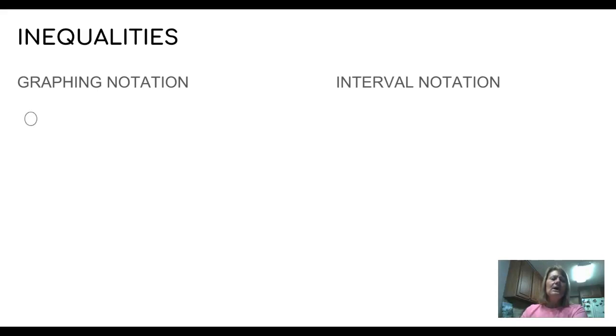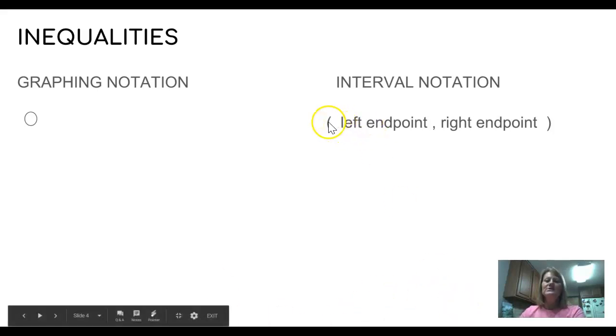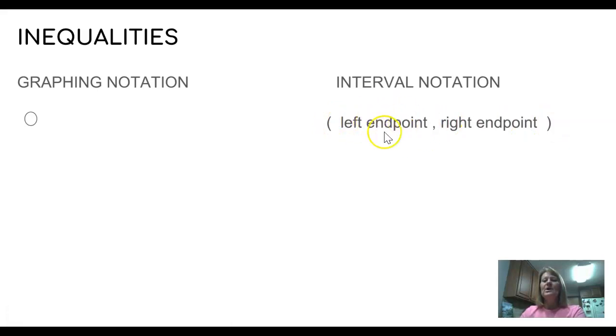So again, in our graphing notation, remember we use the open circle to mean just less than, but in interval notation, the way we're going to write it here is you're going to use parentheses for just the less than, and we're always going to put the left endpoint first, right endpoint second. Okay, and I'm going to give you examples of this later, and then you can pause and also take these notes down. Our closed circle, we're now going to use brackets.